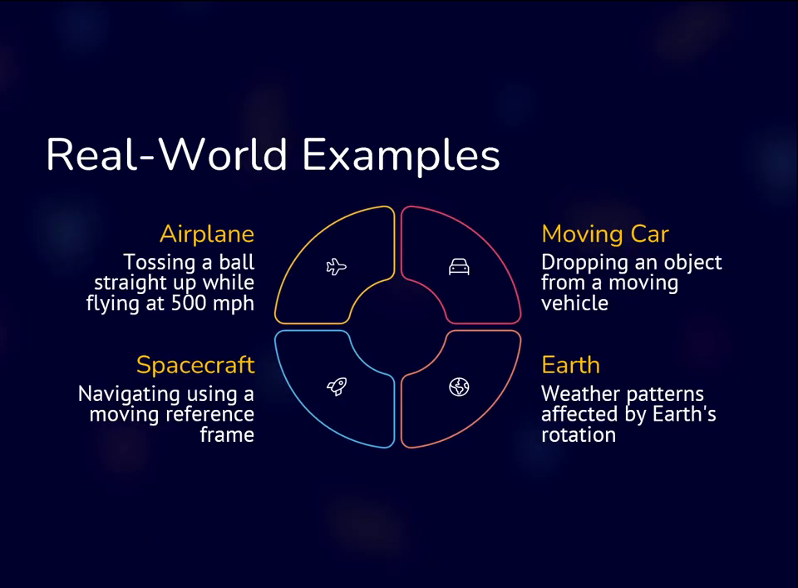Now let's look at how these concepts show up in the real world. In an airplane, if you toss a ball straight up while flying at 500 miles per hour, it still lands in your hand. But to an observer on the ground, the ball traces an arc through the air. In a moving car, if you drop something out the window, it appears to fall straight down from your hand, but it actually shoots backwards relative to the road.